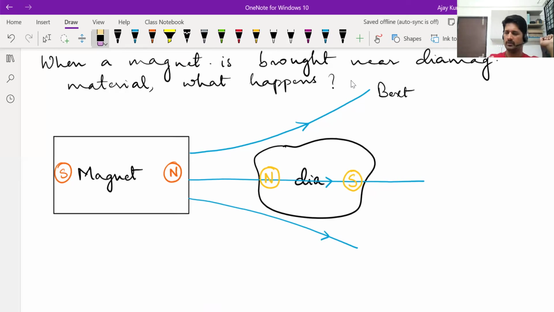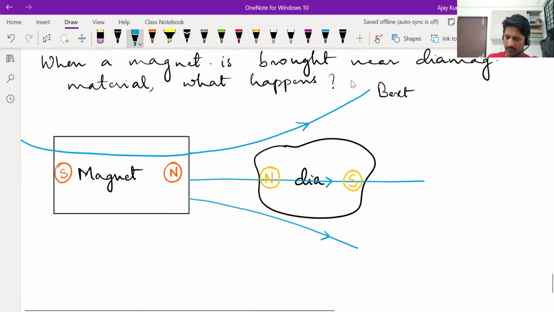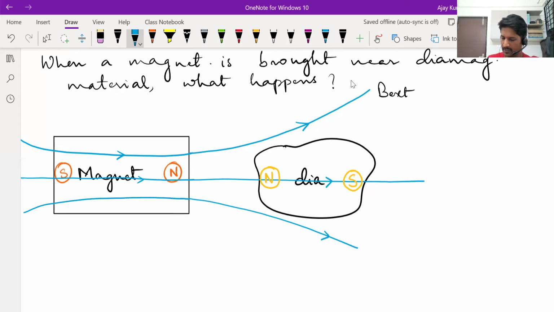I should not use the word originate actually. Field lines don't end anywhere or start from anywhere. They are closed loops. So basically, the magnetic field produced by a bar magnet would be like this. Inside it is from south to north. Outside, they go from north to south. Okay, they complete the loop. So that is the field produced by this magnet. Now, this field produced by the magnet becomes the external field for the substance.